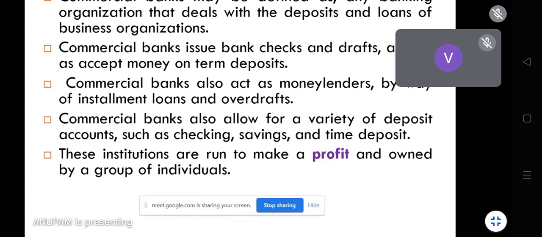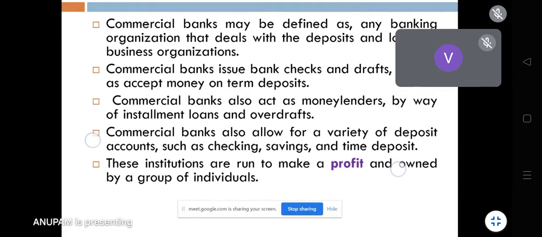Then these institutions are run to make a profit, owned by a group of individuals. So always remember that commercial banks exist because their main motive is to make a profit. Okay. Right. Then next. We'll go to the next slide now.